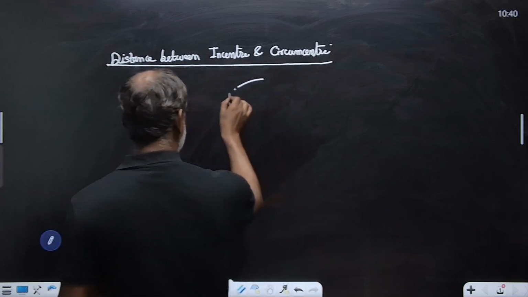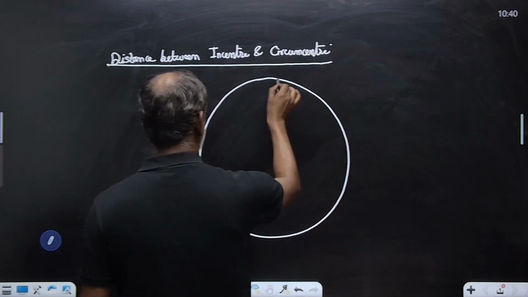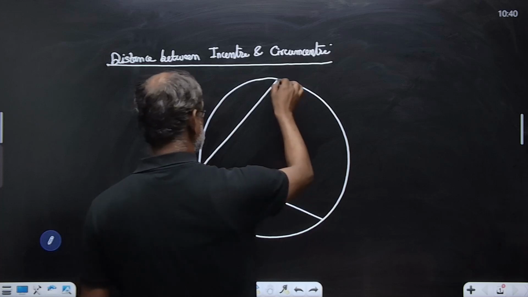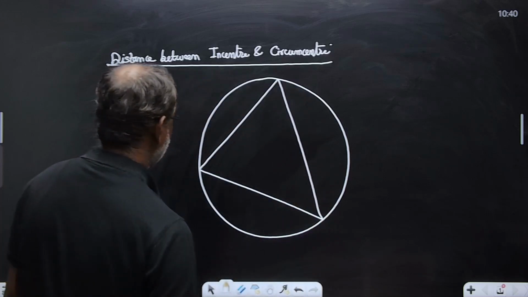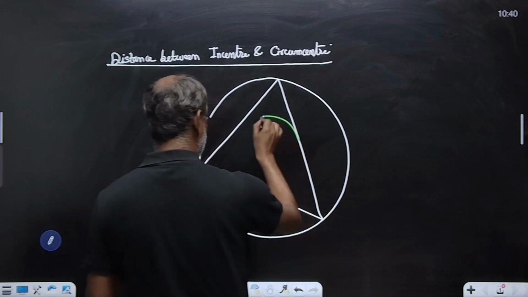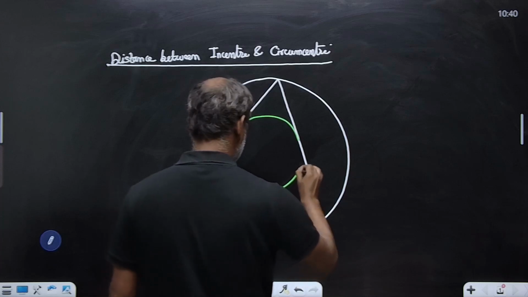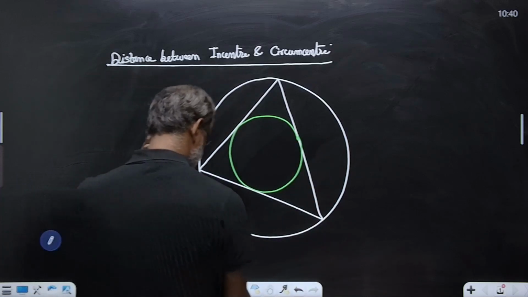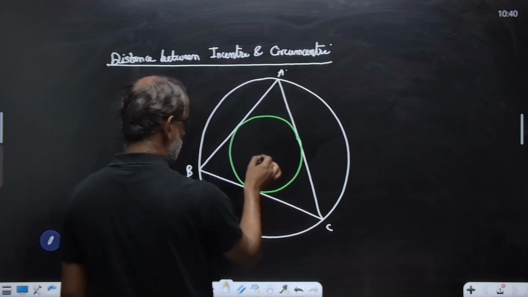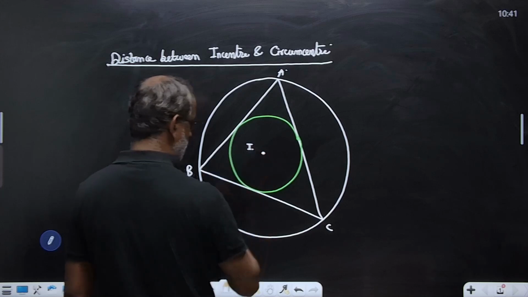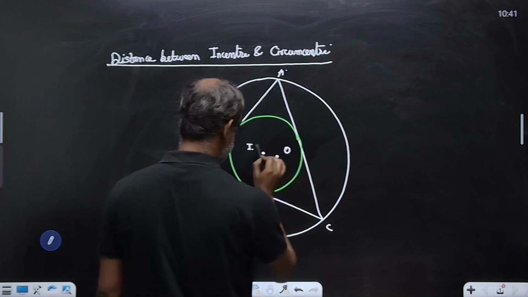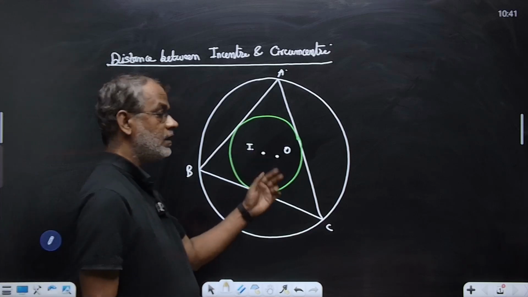So suppose this is a circle, and let us inscribe a triangle in it. Now let me also draw its incircle. Suppose this is its incircle. So ABC is the triangle. Say I is the incenter of this triangle, and say O, for example, let this be the circumcenter. So we have to find the distance between the incenter and circumcenter.